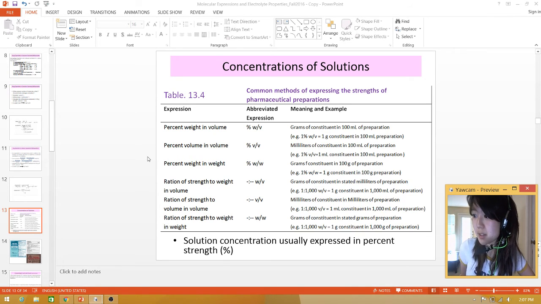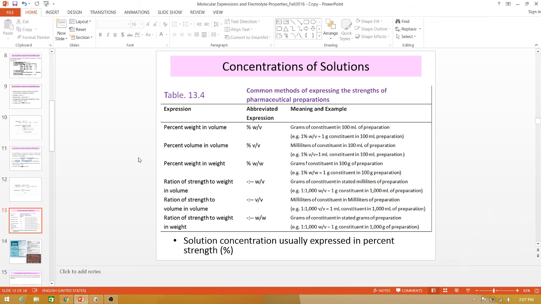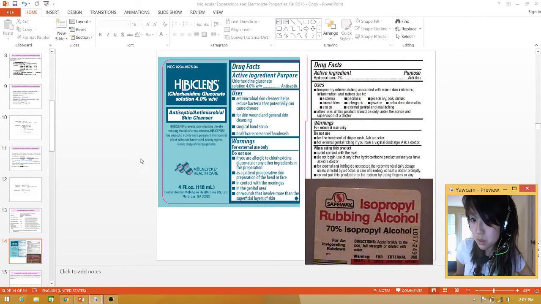When we express the strengths of pharmaceutical preparations, we can either use weight in volume, volume in volume, or weight in weight. The numerator, or the top number, is going to be the API, or the active ingredient, while the denominator, the bottom number, is going to be the entire solution. Some examples of that would be isopropyl alcohol, which is volume in volume. Then hydrocortisone cream is going to be weight in weight, while chlorhexidine is going to be weight in volume.